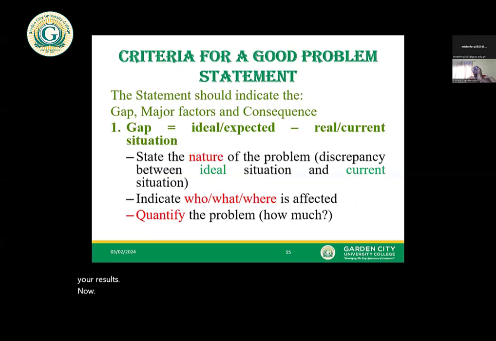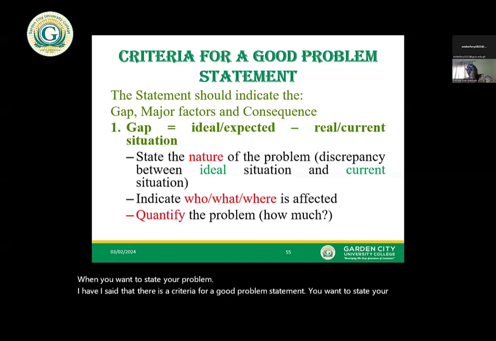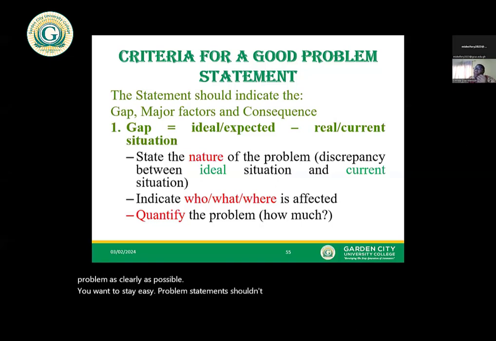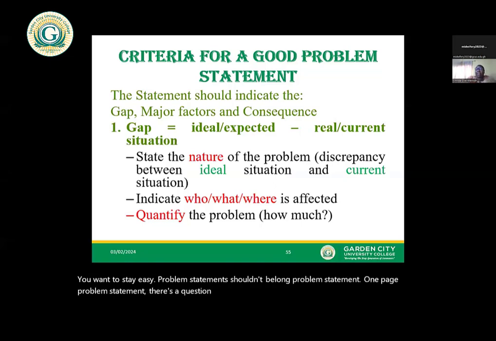Now, when you want to state your problem, I said that there's a criteria for a good problem statement. You want to state your problem as clearly as possible. Problem statements shouldn't be long. A 1-page problem statement, there's a question mark. 2 pages, then you are over the bar. 3 pages, then you are done. It's like you don't have anything to say.